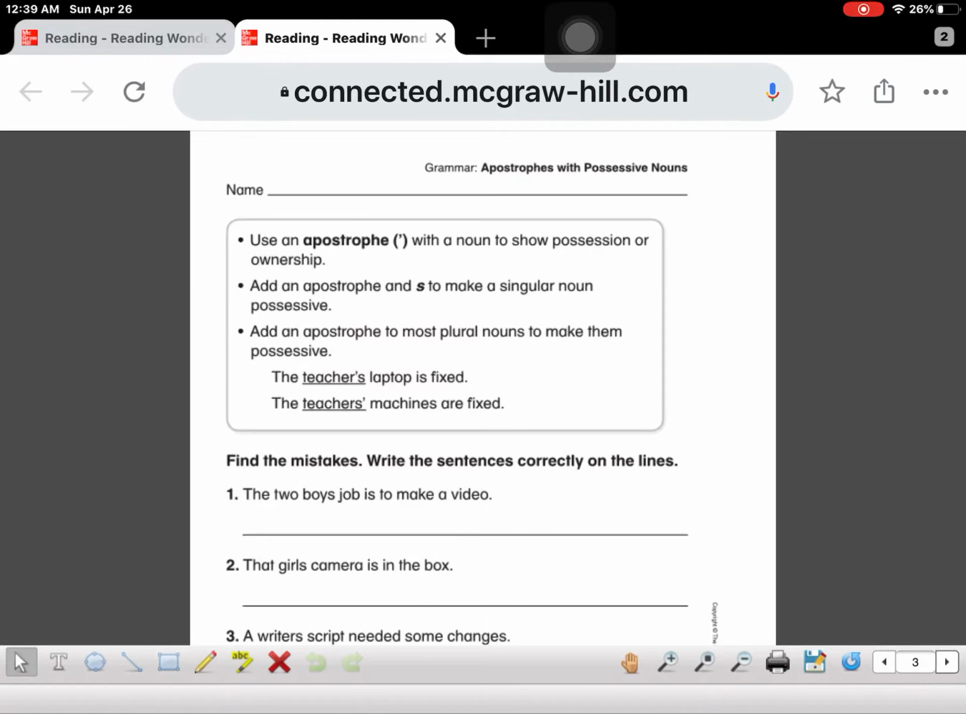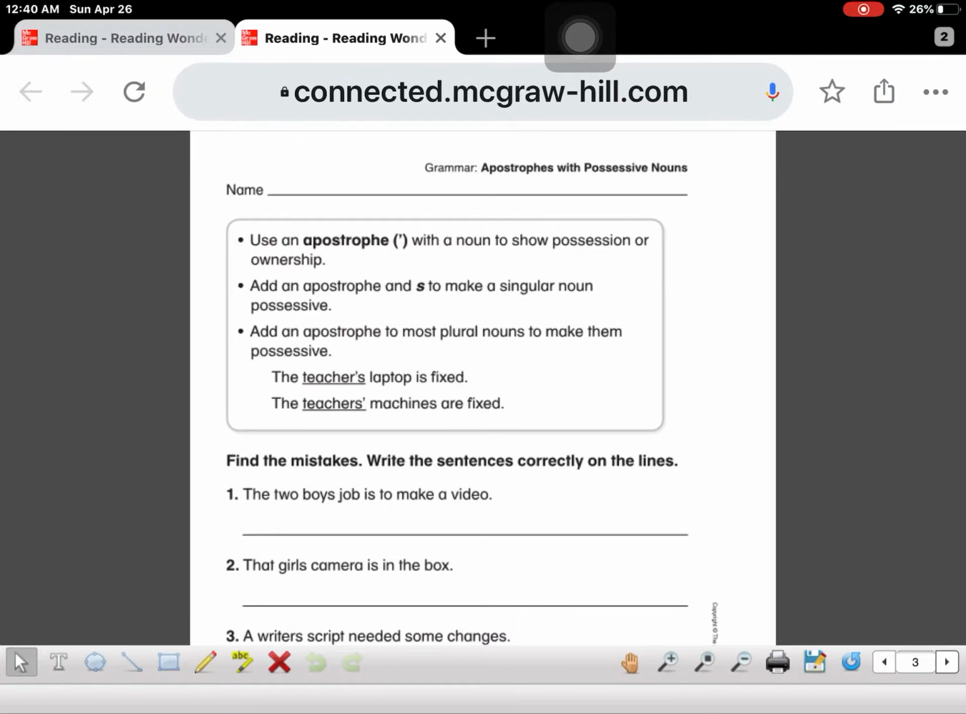So let's look at the first example. It says, the teacher's laptop is fixed. Now they underline the word teacher's. Do you see that? Now after the word teacher, there's that apostrophe with the S. So this is showing possession. This is saying that the laptop belongs to who? That's right, the teacher. So the teacher's laptop. So the laptop belongs to the teacher.